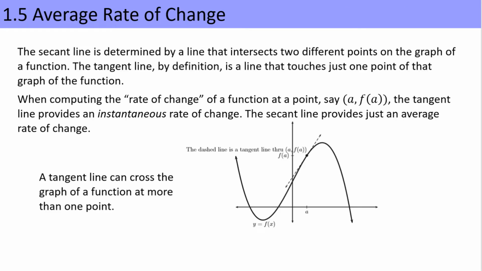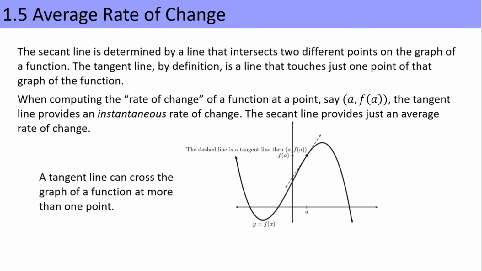Now that we have looked at two different forms of the formula for the average rate of change, let's look at the graph, the secant line. The secant line is determined by a line that intersects two different points on the graph of a function. The tangent line, by definition, is a line that touches just one point of that graph of the function. When computing the rate of change of a function at a point, say f of a, the tangent line provides an instantaneous rate of change. The secant line provides just an average rate of change.